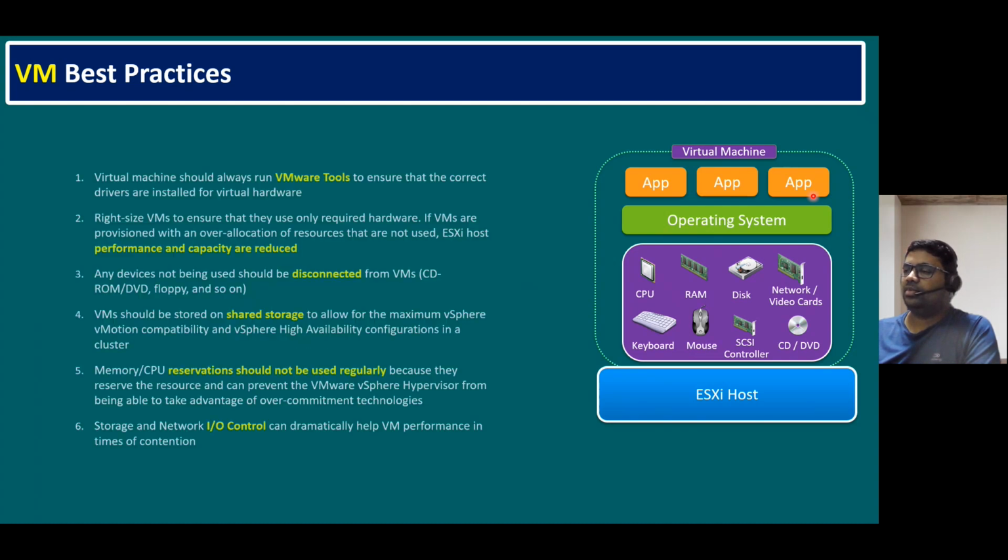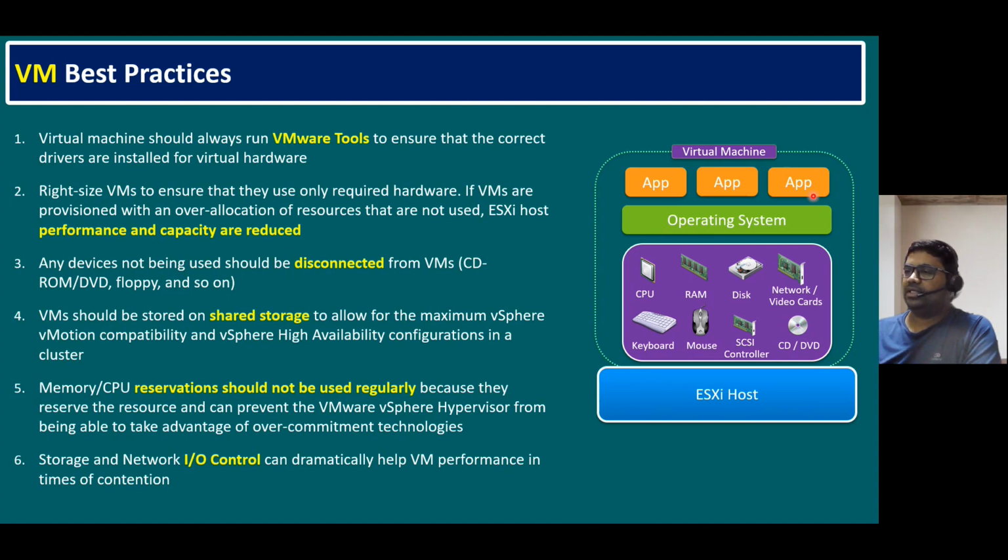Now let's talk about the main key points for best practices. As a virtual machine best practice, the main point is that the virtual machine should always run VMware Tools. The main purpose of VMware Tools is to provide all the virtual machine device drivers. Without these device drivers, the virtual machine may not function properly. So run VMware Tools to ensure that the correct drivers are installed for the virtual machine.